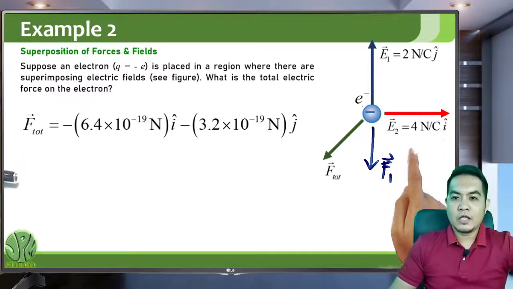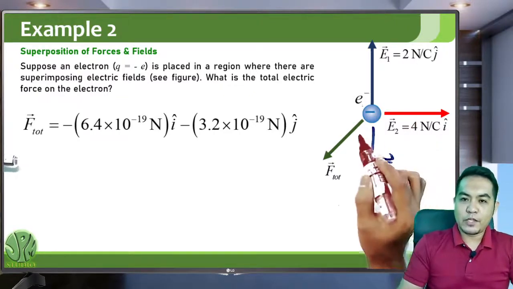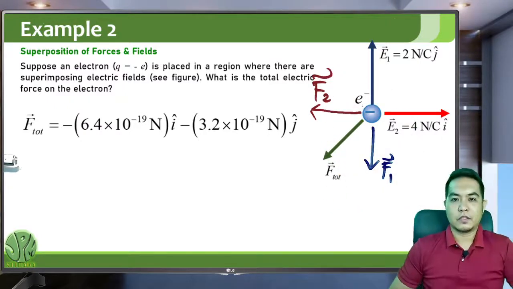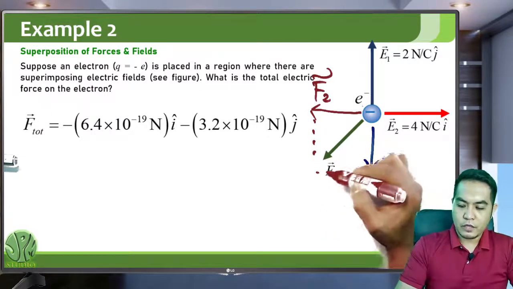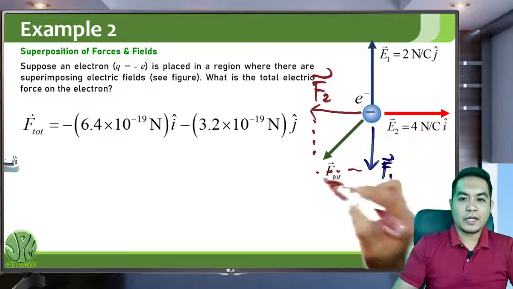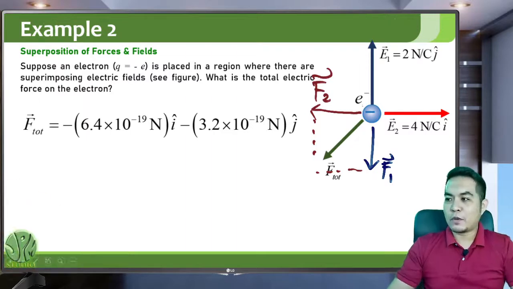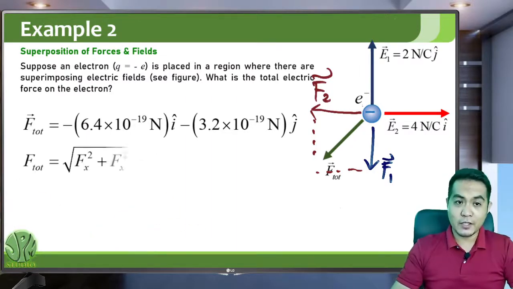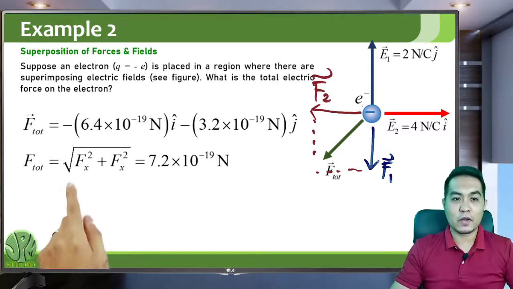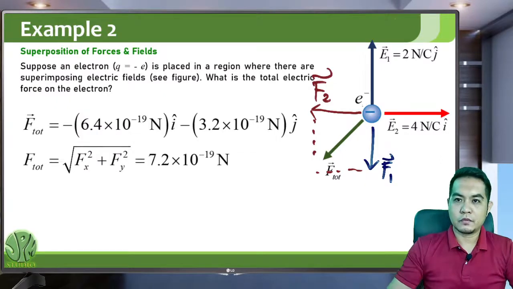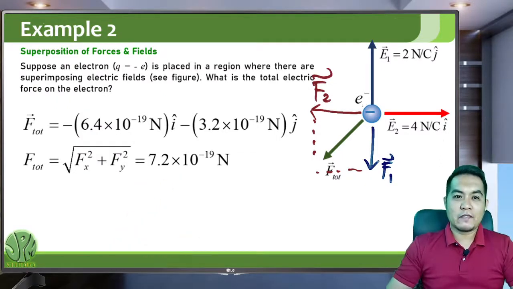And in the case for E2, it will also be in the opposite direction as E2. So in this direction. So this will be F2. So you add these two vectors using parallelogram method, and you get the total vector in quadrant number 3. So that is now the total force vector. Now, if you want to get the magnitude of this vector, then just use Pythagorean theorem, square root of the x component squared plus the y component squared. And you will get a value of 7.2 times 10 to the negative 19 newton.